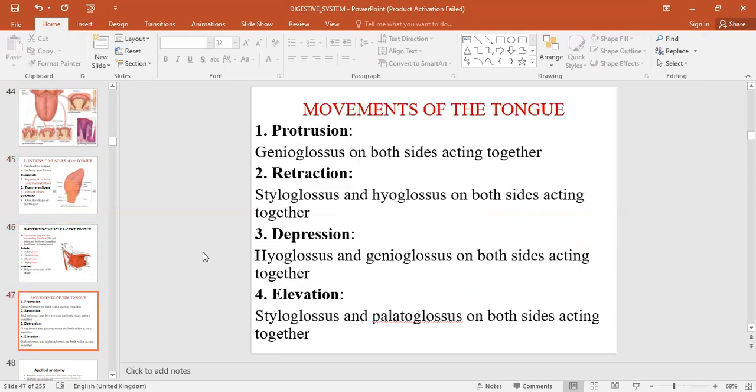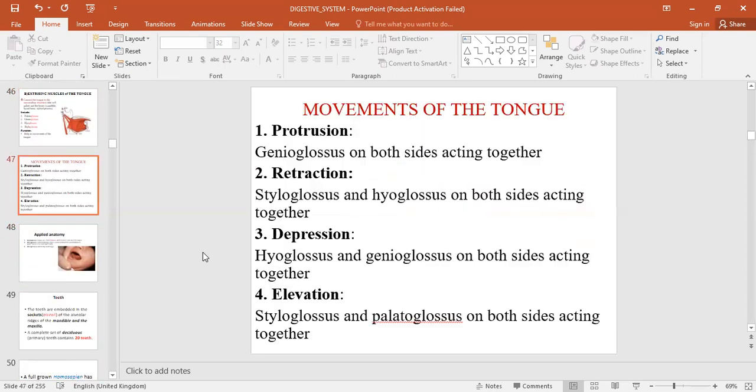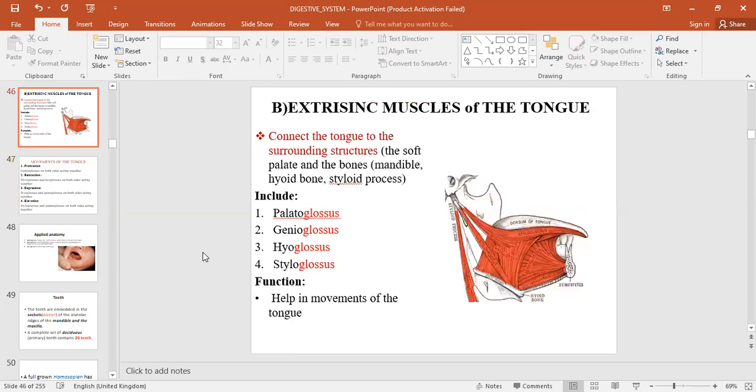So for example, depression of the tongue, retraction of the tongue, elevation of the tongue, all that is intrinsic muscle. Let's look at extrinsic. Now, extrinsic muscles, these are muscles that are originating elsewhere, but they are entering in the tongue.